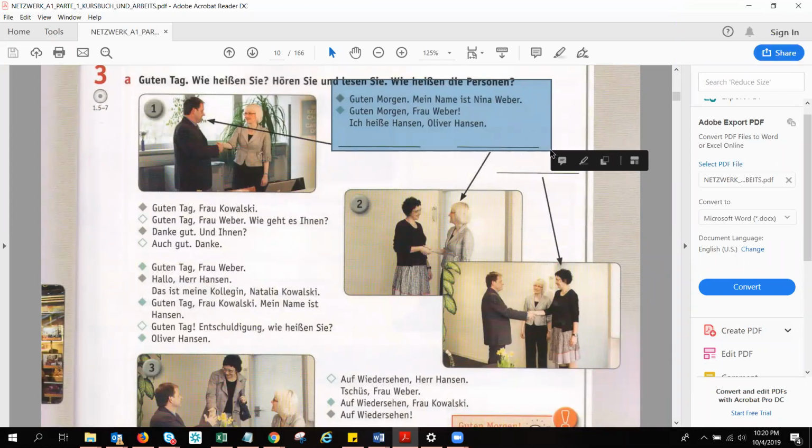Guten Morgen. Mein Name ist Nina Weber. Guten Morgen, Nina. Nina, okay. Guten Morgen, Frau Weber. Ich heiße Hansen, Oliver Hansen. Oliver Hansen, okay. Guten Morgen, mein Name.